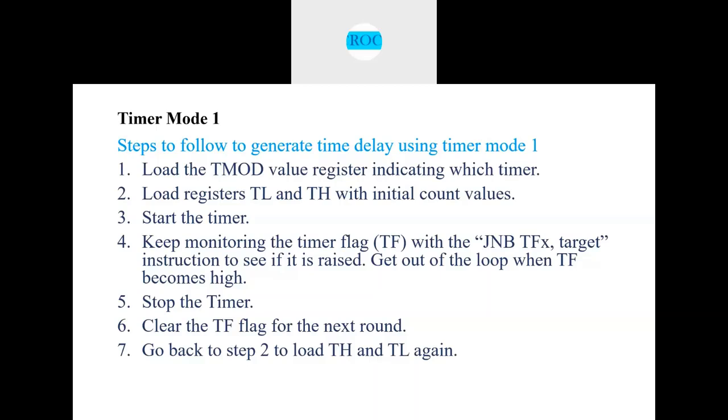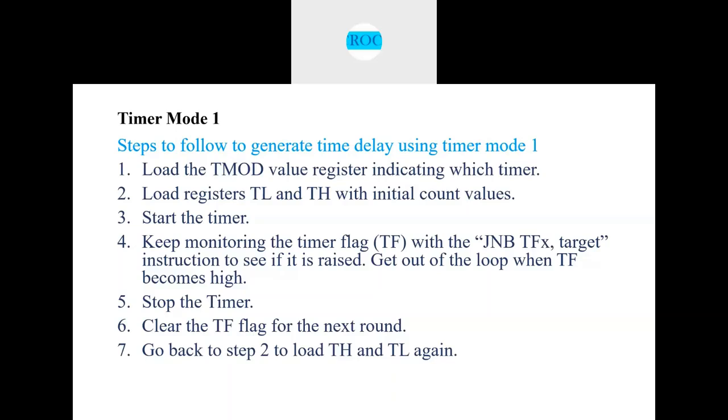If, because of some reason, the TF flag was set, you make sure that you clear that TF flag before the next round, before the next counting stage. Again, go back to step 2 to load TH and TL again, so that I can generate the time delay. Everyone understood this one?